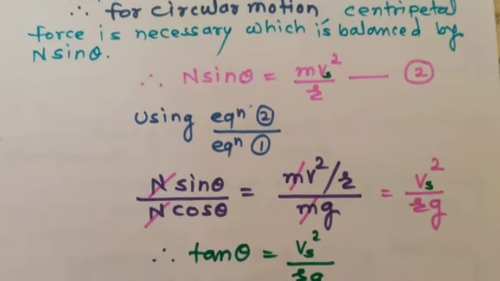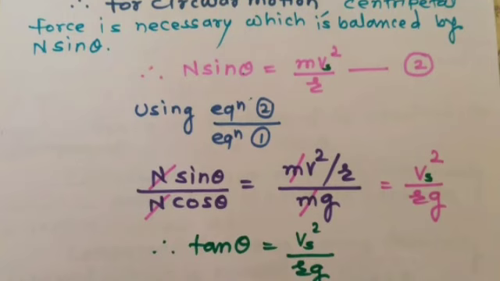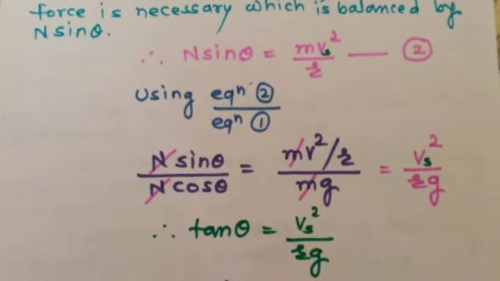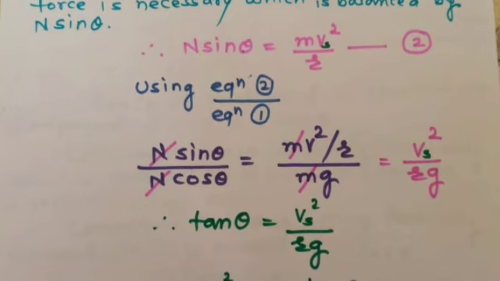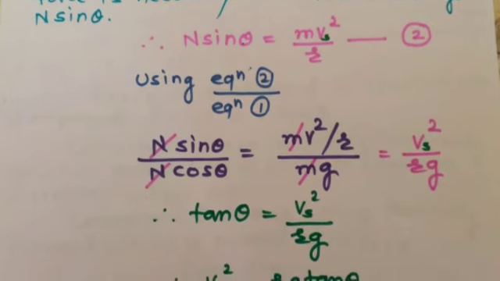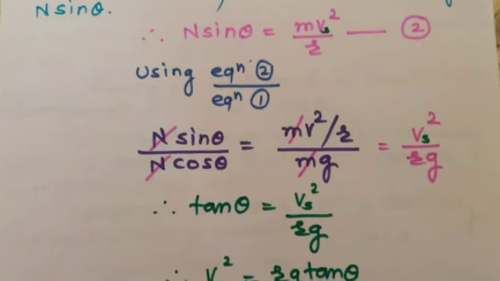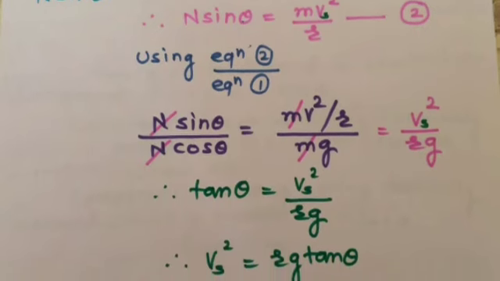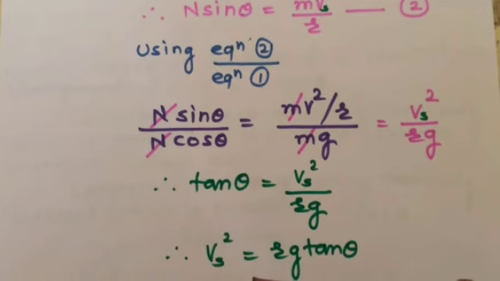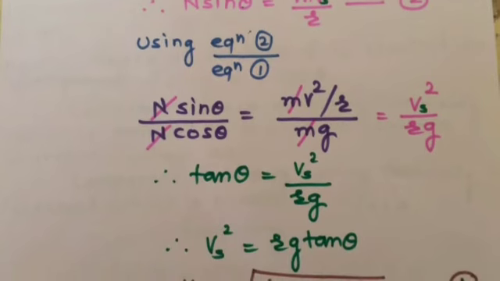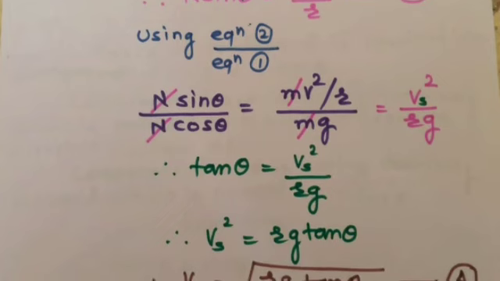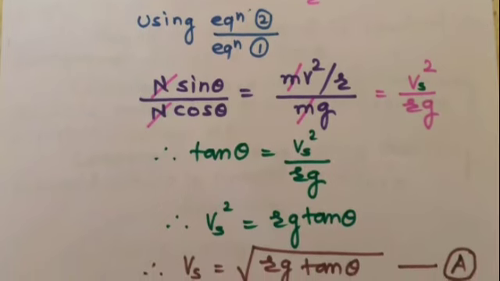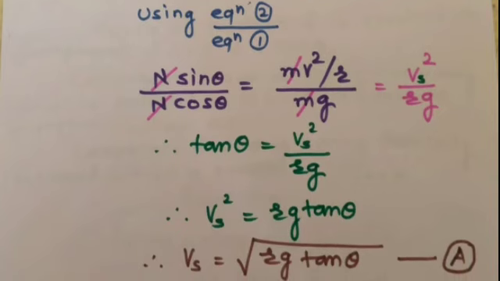Let us see, using equation 2 and 1, their division. So equation 2 divided by equation 1 is N sin theta upon N cos theta equal to mv_s square upon r upon mg. N and m get cancelled. So sin theta upon cos theta equal to v_s square upon Rg. Therefore, tan theta is equal to v_s square upon Rg.